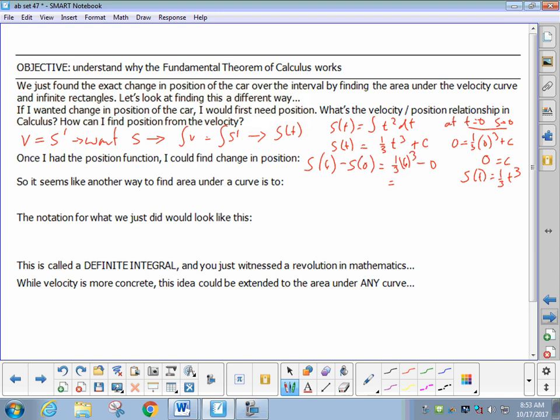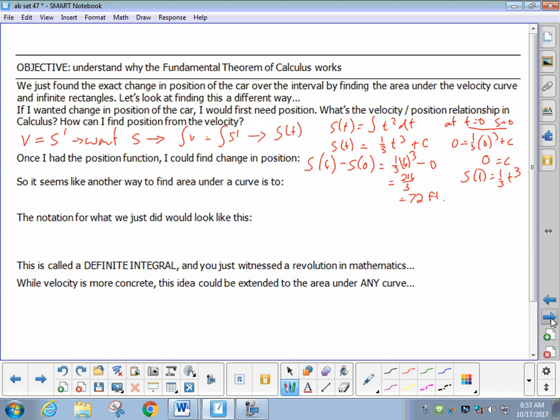What's 6 cubed? 216 divided by 3? 72 feet. Now, I think you'll agree that that's a heck of a lot easier than an infinite rectangle. So let's sum up what the heck did we just do there?